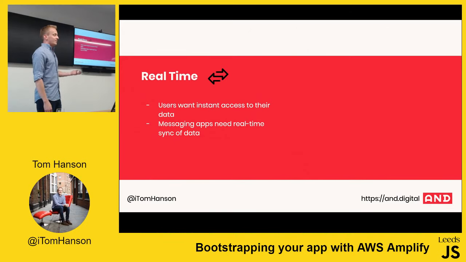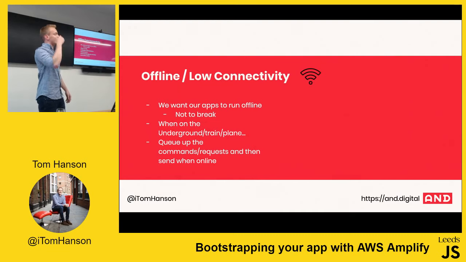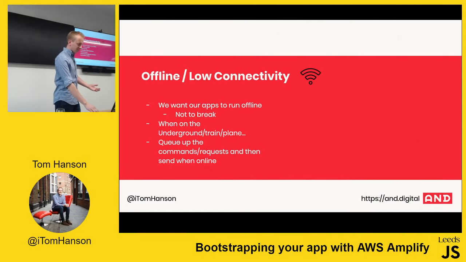So when my phone goes off because of a Slack message, I also want my Mac app to tell me. It's the same sort of thing. It needs to be synced. You want to make sure that when we're on the train, on the tube, wherever, things are still going to work, and they're going to queue up and then send when we come back online.